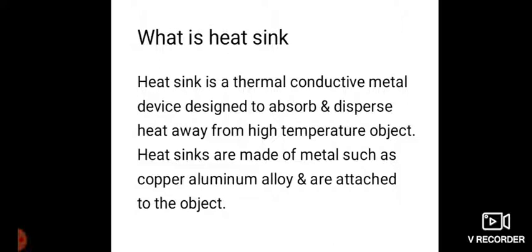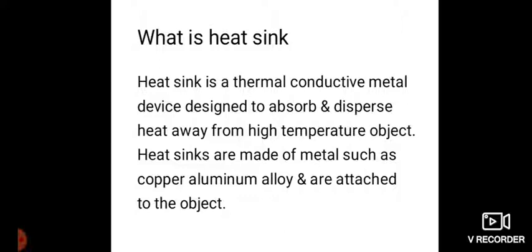Next, coming to what is heat sink. If the transistor is connected in the circuit and the current flows in the transistor, there is a tendency that the transistor gets heated, and if that heat is not controlled or not dissipated properly, the transistor is overheated and gets damaged. So, to avoid that, we have to use the heat sink.